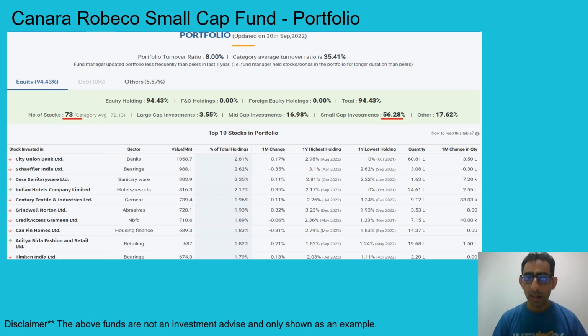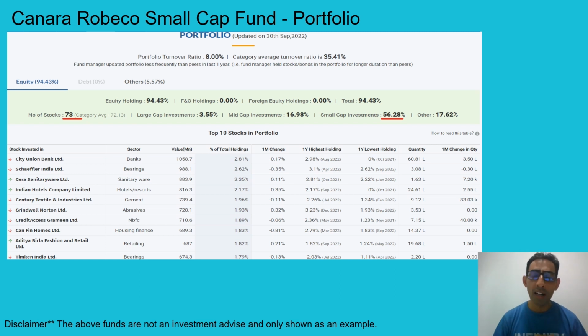Now here there is a small difference which I want to highlight. Small cap investments are 57%, whereas there are a part of mid cap investments also, which is 17%, which were less in the Axis fund. And there are some large cap investments also, which the fund manager has just done a couple of quarters back. Again, there are some other investments the fund manager has done as a part of this fund holding. Let's look at the stocks quickly.